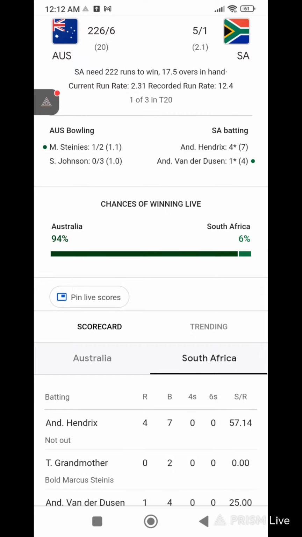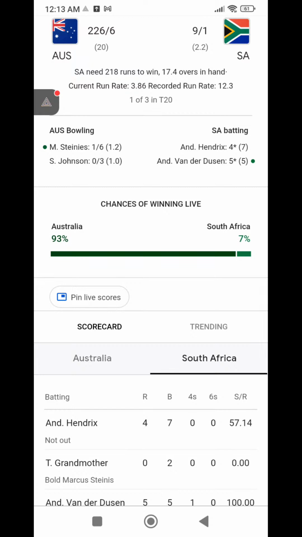In the first match of the Asia Cup, Pakistan defeated Nepal by a huge margin of 238 runs.